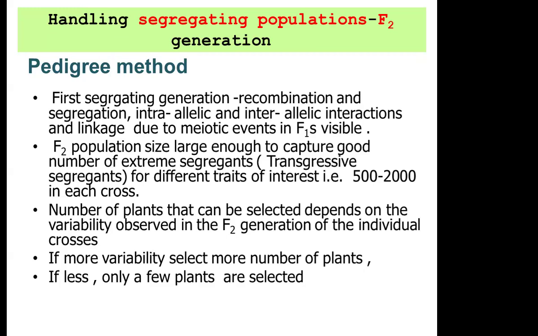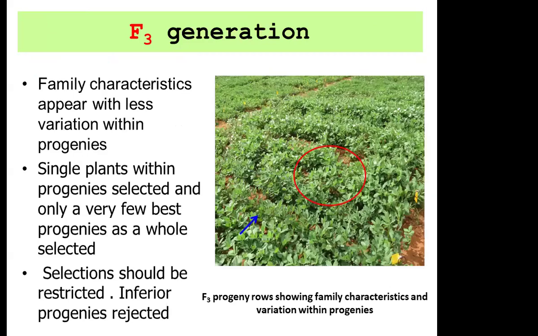Otherwise, we can reject the whole progeny in F2 itself. Next slide, please. In F3, we see family characters and some uniformity. Within progenies, there will still be some variation, but between-progeny variation will be more and within-progeny variation will be less. We can reject any of the inferior ones here, mostly.